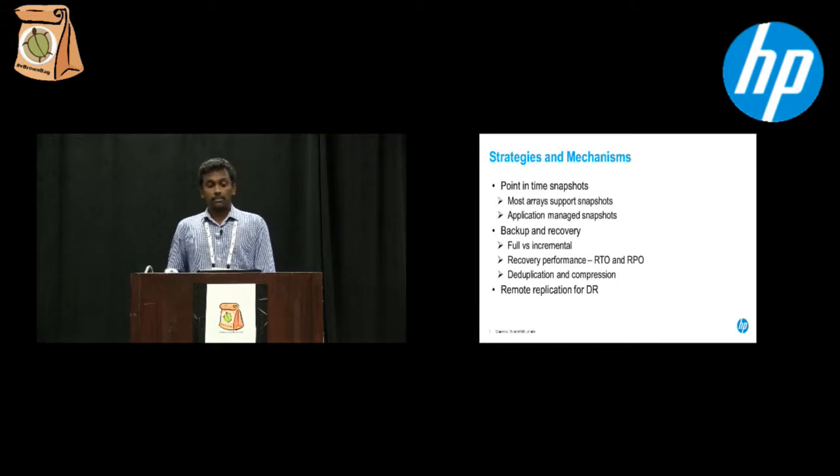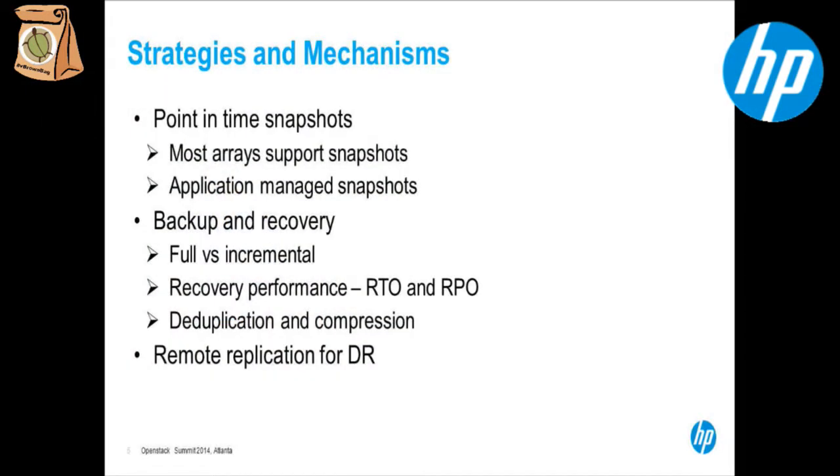Typically, in an enterprise environment, snapshots and backups are the two main mechanisms to realize data protection. Most of the storage arrays today support point-in-time snapshots, so you can create a snapshot and roll back to a certain point in time, and all that is already supported in storage arrays. Besides volume-level snapshots, applications can also initiate snapshots. Typically the applications flush all the data to the disk, and then the snapshot is created.